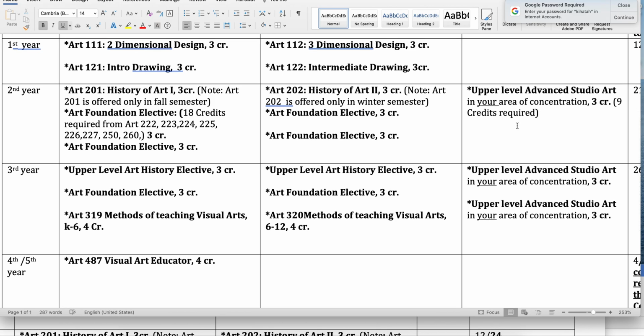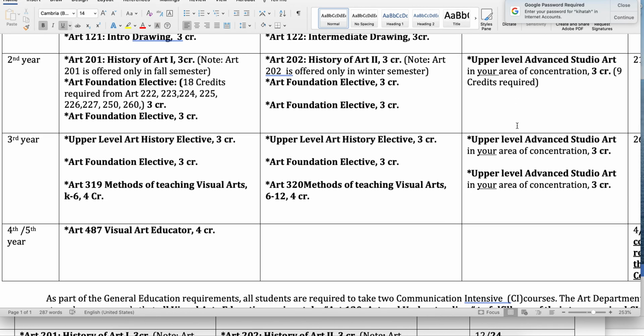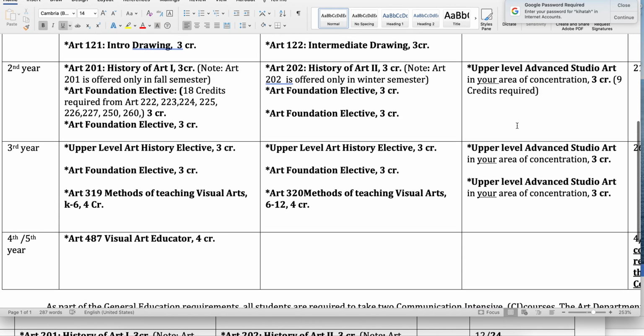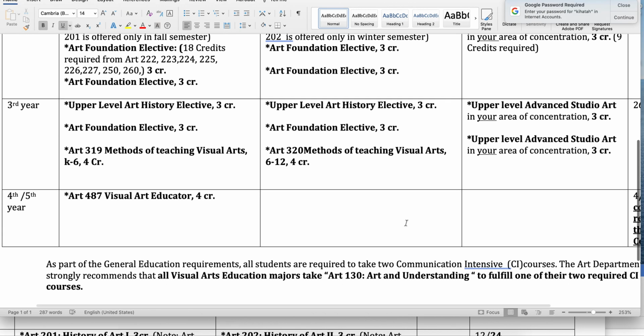That's the requirement by the state of Michigan to be an art teacher. I didn't make that up, it's something the state of Michigan requires you to take. Obviously you still have to take upper level art history just like any other major. I put this upper level advanced studio here in spring and summer, but you certainly can take it over here.